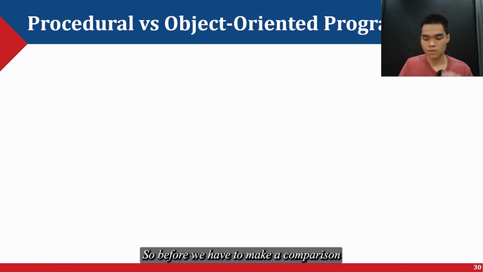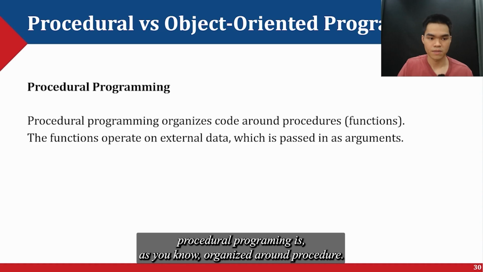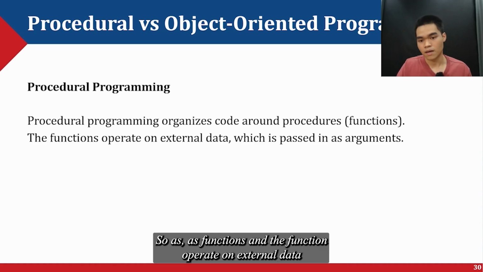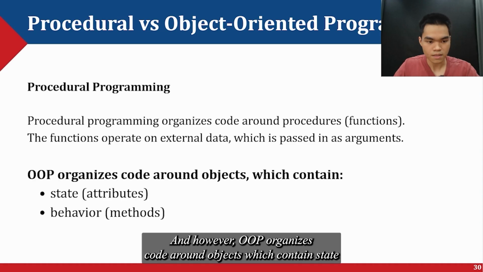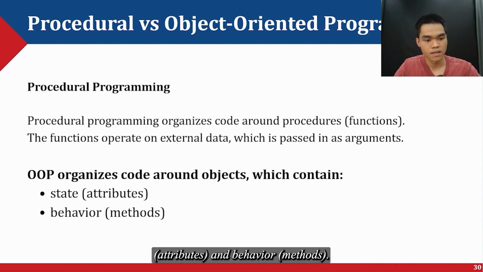Before that, we have to make a comparison between procedural programming and OOP. Procedural programming, as you know, organizes code around procedures, also known as functions, and the functions operate on external data which is passed in as arguments. However, OOP organizes code around objects which contain state, attributes, and behavior, methods.